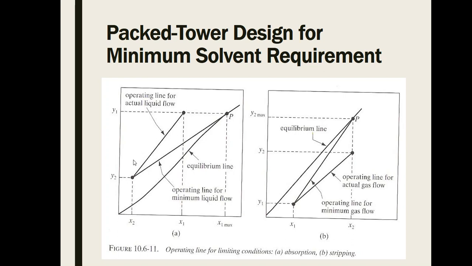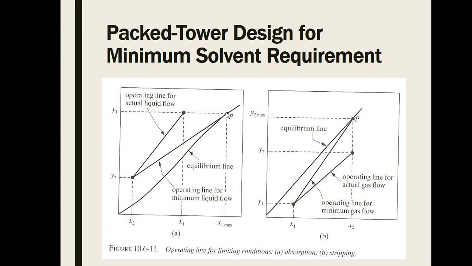Now, we say that we are constructing an operating line which is made tangential to the equilibrium curve or line. And then we solve for the corresponding x1 maximum based on this transfer of point 1 to a point on the curve where it is tangential. So how do we find x1 maximum? We use the equilibrium equation y1 is equal to m x1 maximum. Based on that formula of Henry's law, you can determine the x1 maximum knowing the y1 and the slope of this equilibrium curve.